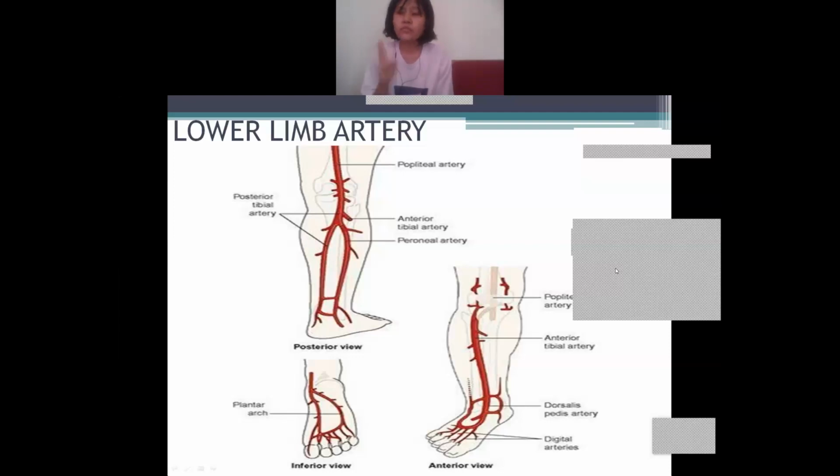In the lower limb artery, where can you feel your pulse? I have mentioned two arteries, right? So what are the names? What did you mention? I have mentioned one artery. Where can you feel your pulse? What is the name of the artery? Popliteal artery.